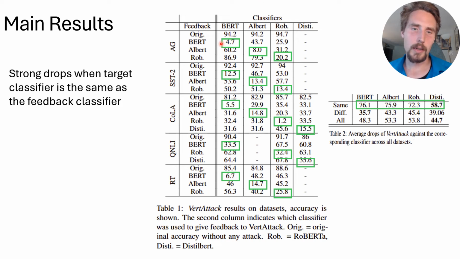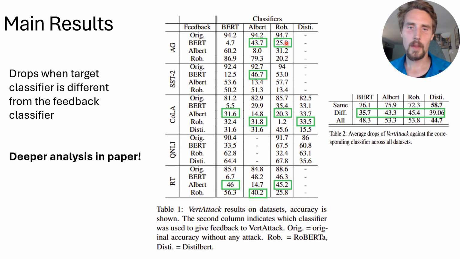And it should be noted that this instance, when the classifier for feedback is the same as the target classifier, is kind of the standard examination for adversarial attacks. We also see drops when the target classifier is different from the one used for feedback. The drops are not quite as strong, but we still see drops. So for example, again, in this AG News dataset, BERT is used for feedback, and we can drop the RoBERTa classifier from 94 down to 26 here.